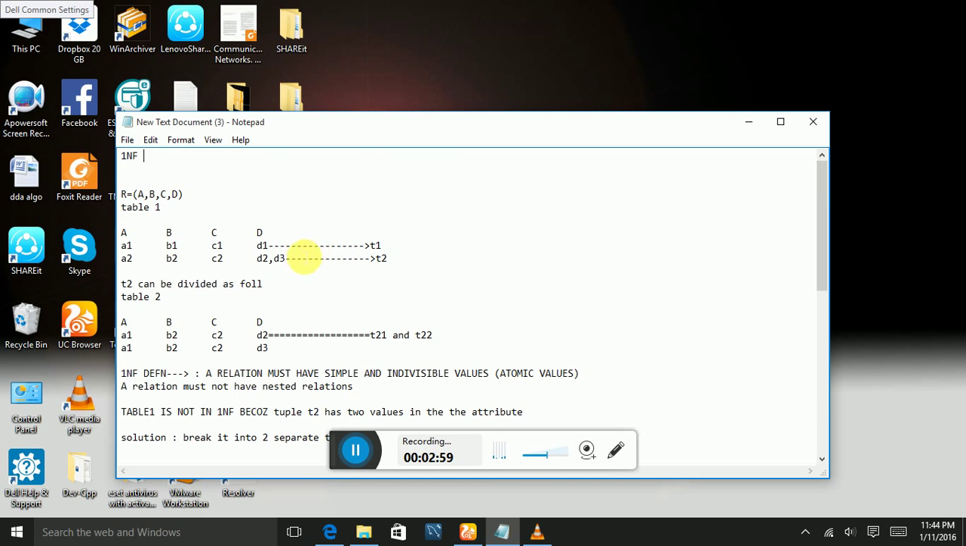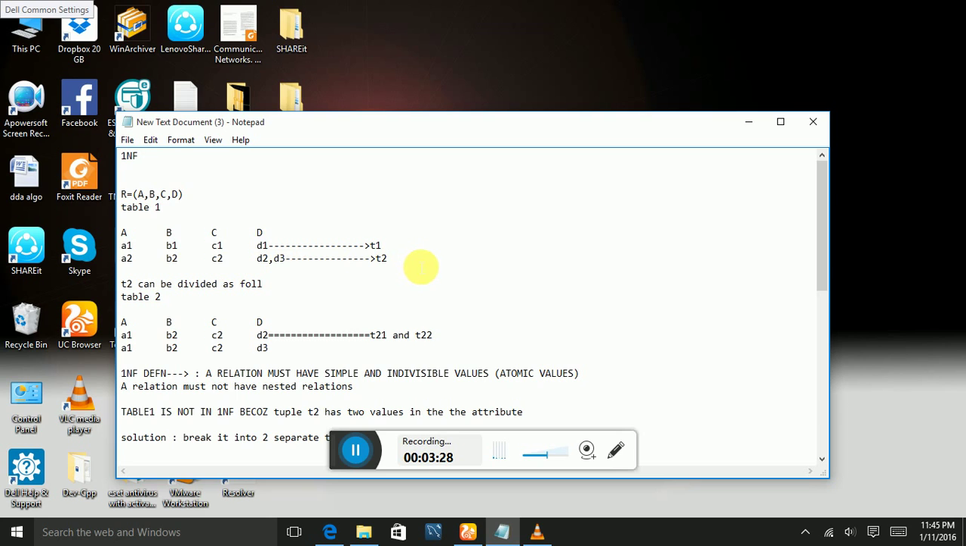So what is the solution to make it into 1NF? I'll teach you the solution. The solution is that you should divide this tuple into separate tuples, say T21 and T22. This is the solution for the T2 tuple.